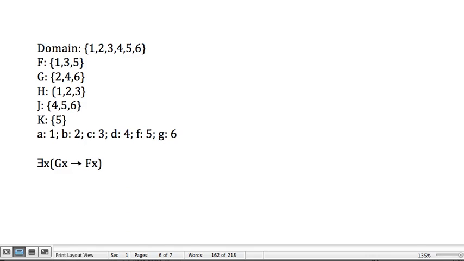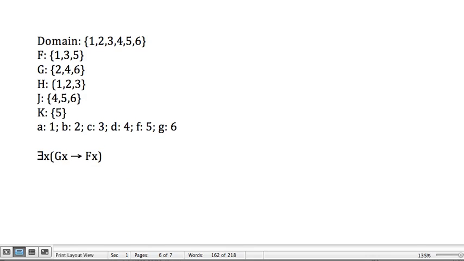Now this one's a little bit funny, and I recommend that you do not try to decide what it means in English. Trying to decide what it means in English is likely to trip you up. Instead, remember how you evaluate an existential. An existential statement is true if the propositional function following the quantifier is satisfied by at least one member of the domain. In other words, this is true if at least one member of the domain fits this description. So pause the lecture and decide, does at least one member of the domain fit this description?